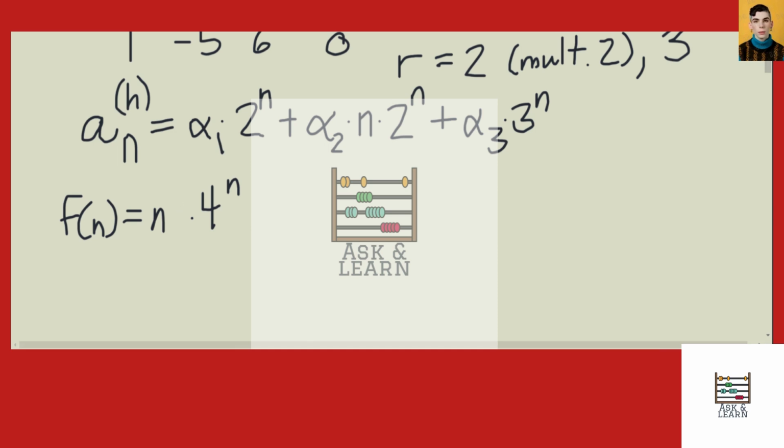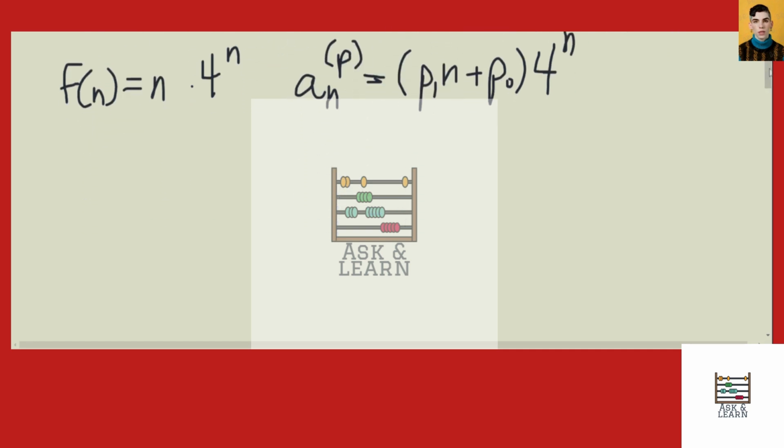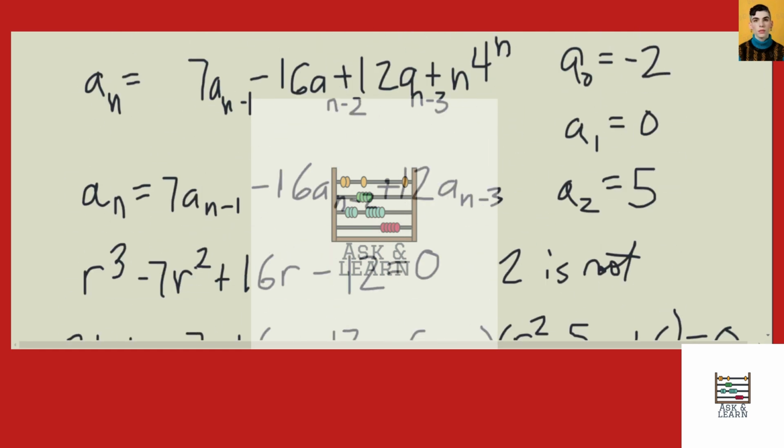And we have that n is a polynomial of degree 1, and 4 is not a characteristic root. So it follows that the general form for a particular solution is going to be p_1 n plus p_0 times 4 to the n. And to find the values of the coefficients, plug the particular solution back into the non-homogeneous equation.